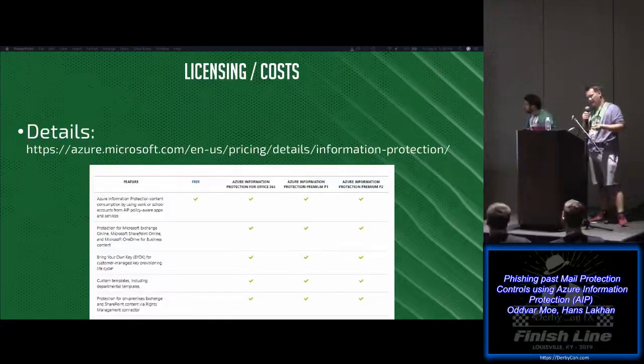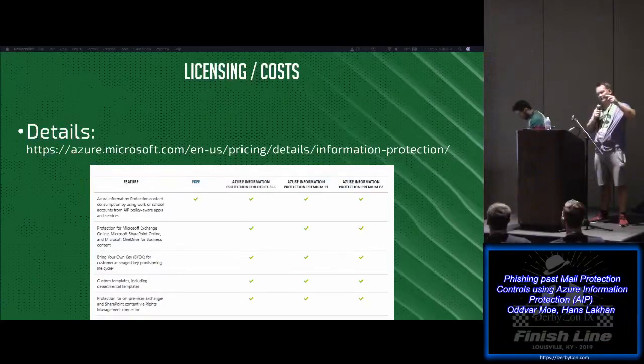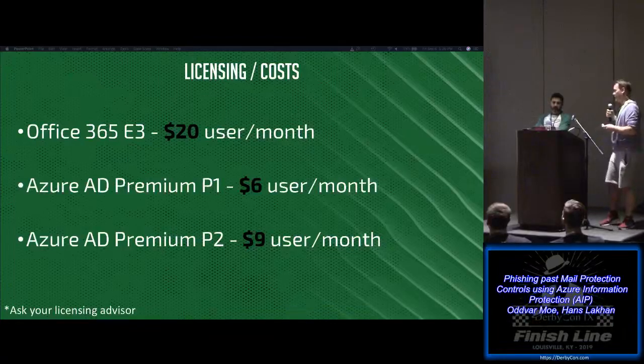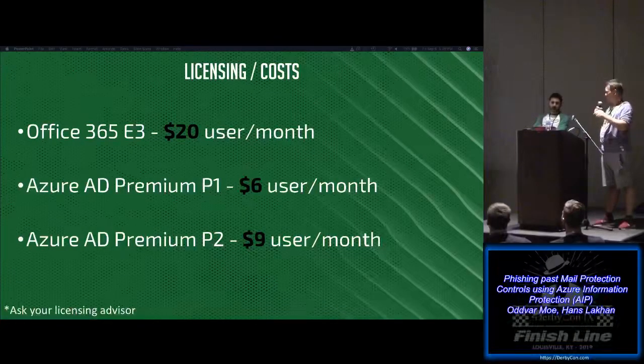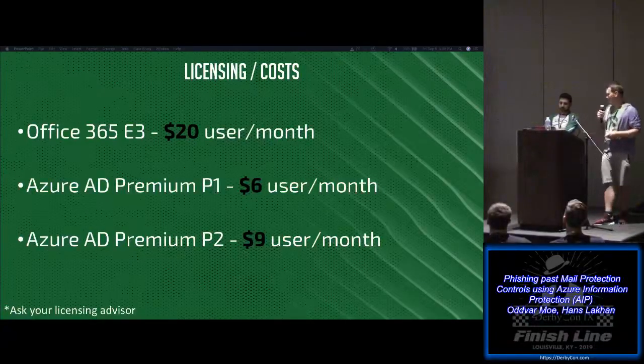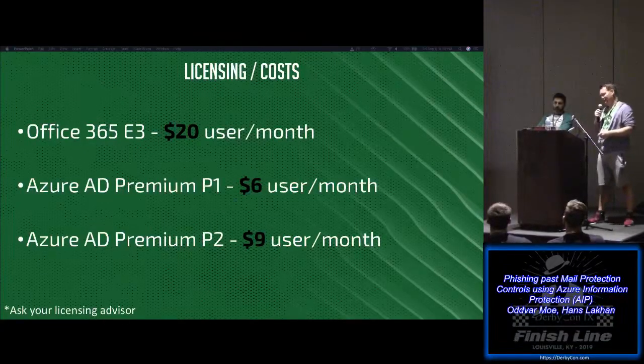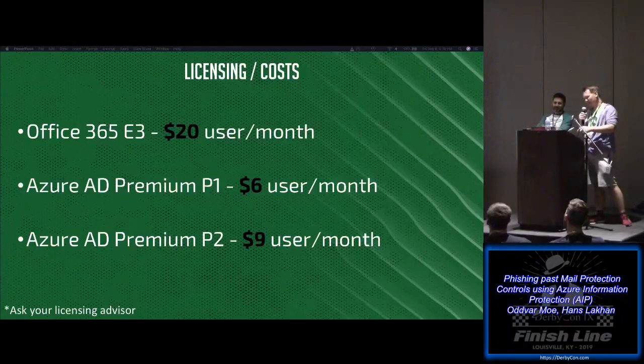There are some details on their blog. It's a really good document, basically. For every feature, it shows what level of license you need in order to get the different features. In terms of costs, a normal E3 license, at least when I checked it, was $20 a user. If you want Premium 1, it's an additional $6 per user. If you want Premium 2, it's an additional $9. And as I said at the bottom here, ask your licensing advisor, because I'm not a licensing advisor. I hack stuff.